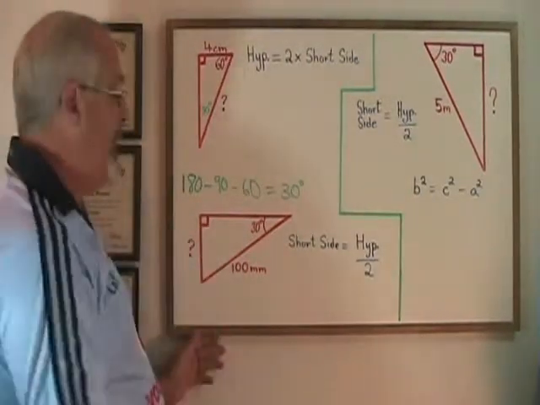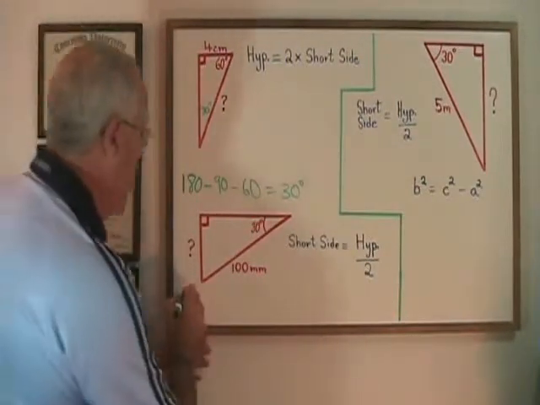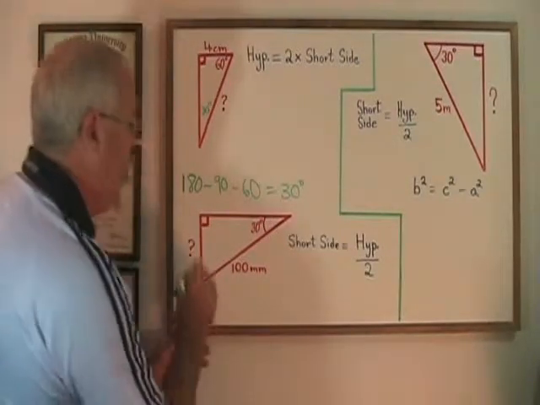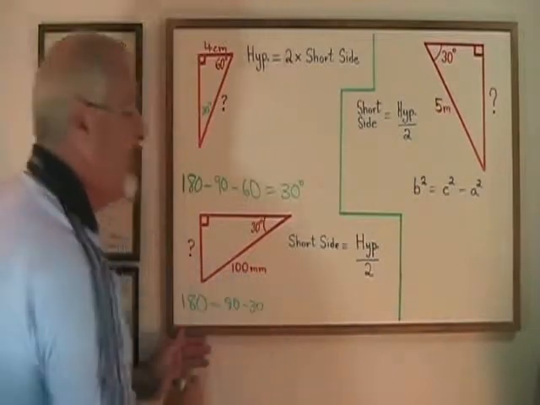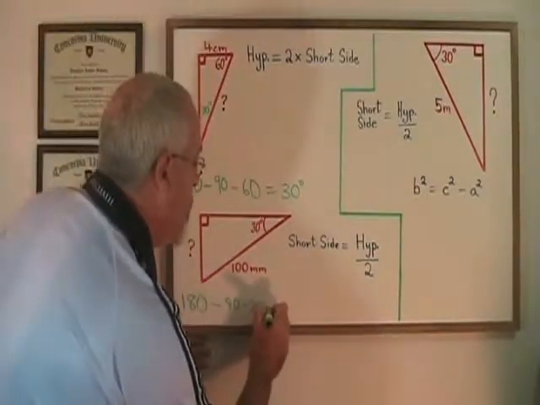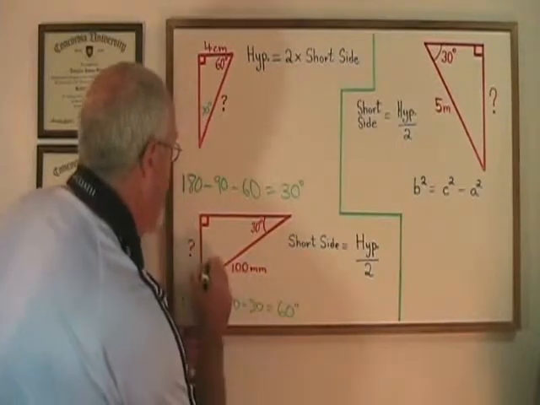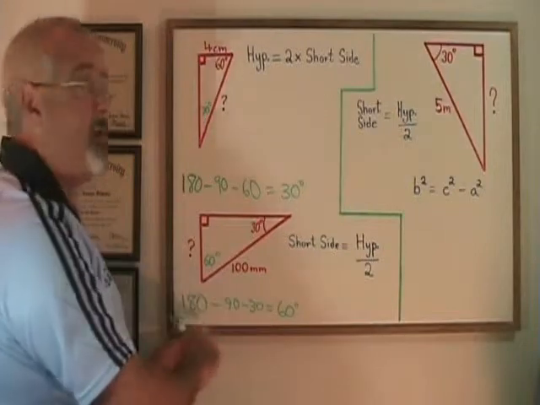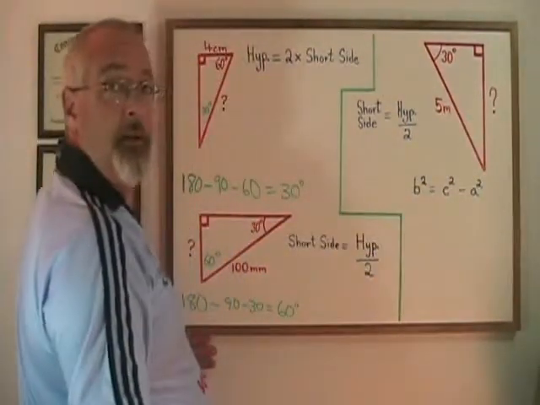In this right triangle, we are given a 90 degree and a 30 degree. So doing the same calculation, 180 degrees, the total, minus 90 and minus 30, the angles that are given, must give us the measure of the missing angle, which is 60 degrees. This calculation also justifies that this angle here in this triangle must also be 60 degrees.